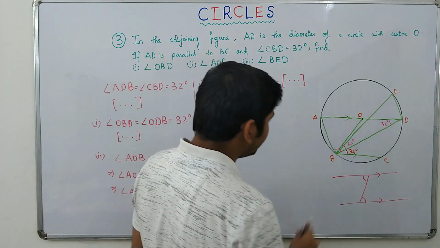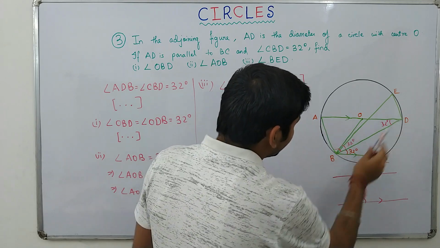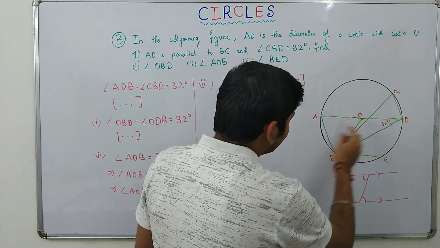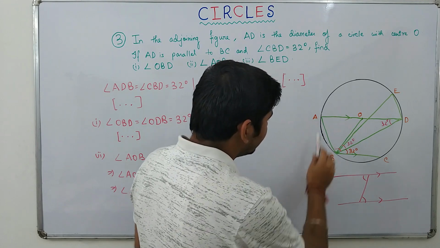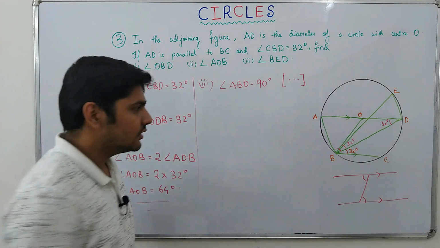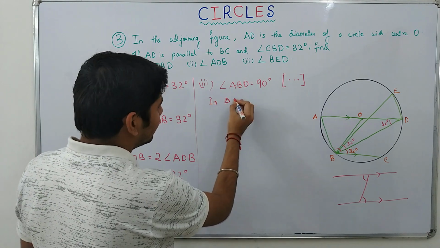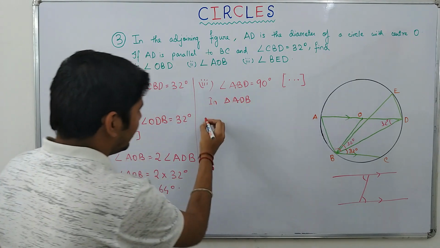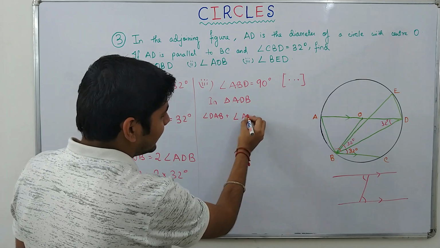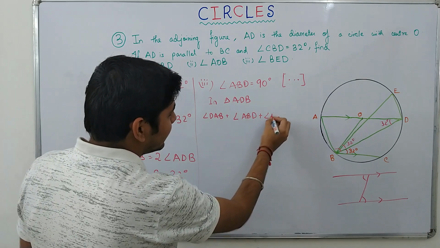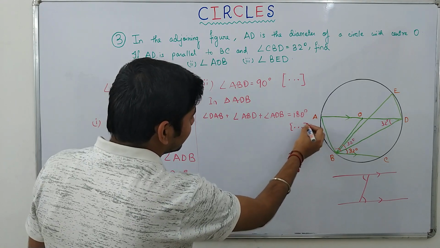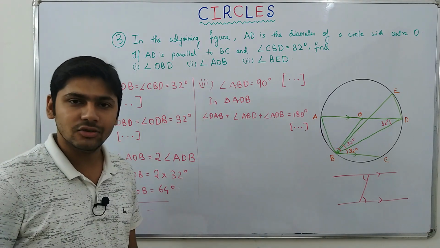Okay. Now that we have got angle ABD and we know angle ADB, we can calculate angle DAB, because in the triangle ABD, the sum of all three angles is equal to 180 degree. So in triangle ADB, angle DAB plus angle ABD plus angle ADB is equal to 180 degree. Beside it I will write the sum of angles in a triangle is 180 degree.